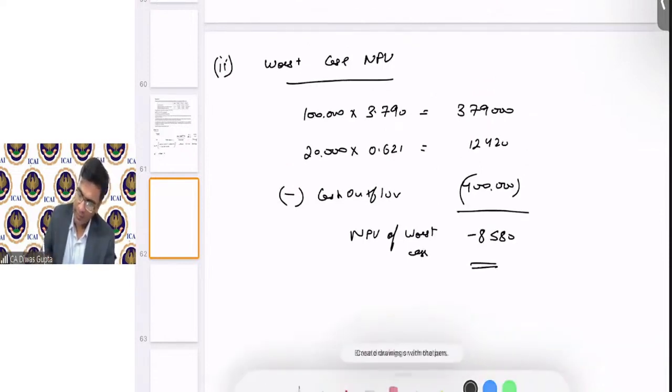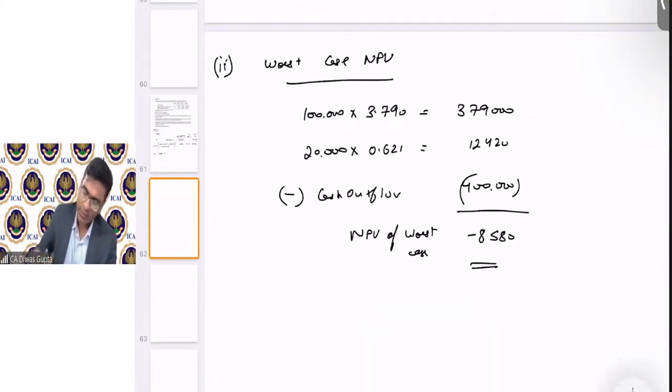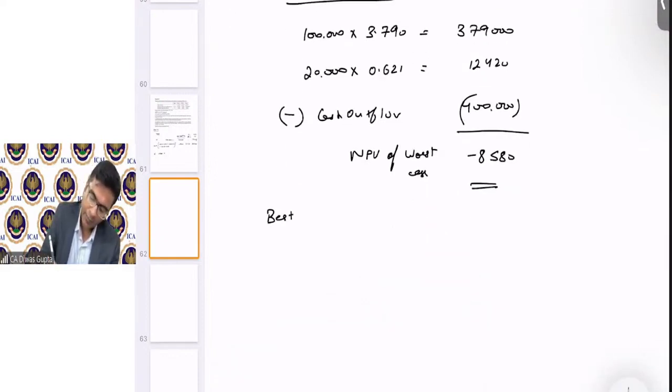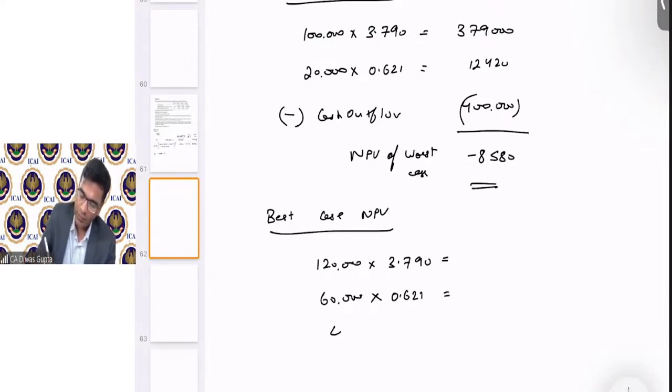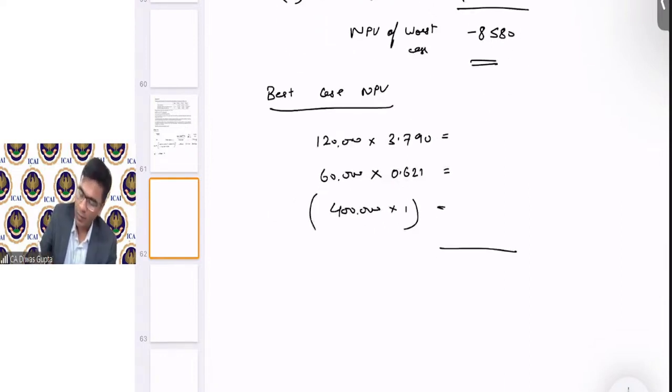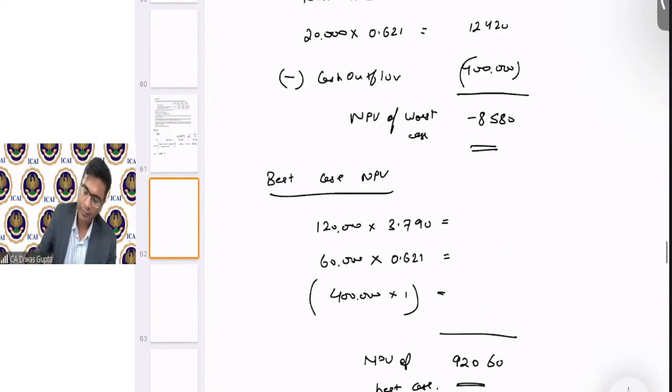Similarly, best case. So, okay, let me just put in like this. Yes, in the next part, we will put best case NPV. What is the cash flow? 1,20,000. Correct? 1,20,000 into 3.790, whatever that value comes out to be. Then 60,000 is the cash flow from salvage value multiplied by 0.621 and 4 lakh into 1, which is a minus number. So the total comes out as 92,060. This is the NPV of best case. Okay, students.